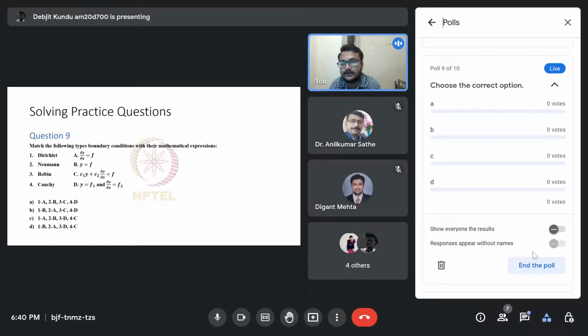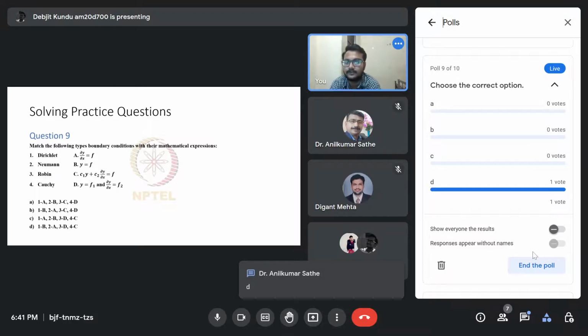Option A says dy/dx equal to f. Here we have to keep in mind that y is the dependent variable, x is the independent variable, and f, and further down in option D, f1 and f2, are some constants or some functions. So option A is dy/dx equal to f, option B is y equal to f, option C is c1 y plus c2 dy/dx equal to f, and option D, y equal to f1 and dy/dx equal to f2.